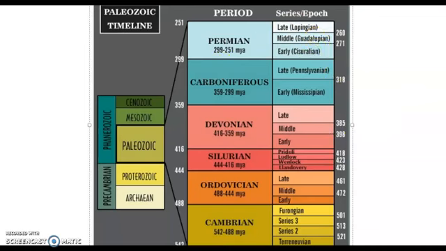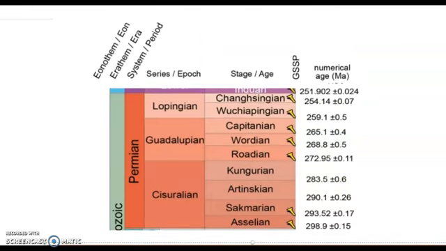Let's move on to a more detailed chart of the Permian period. Here Phanerozoic eon is not written, but the eon is Phanerozoic, the era is Paleozoic, then the Permian period, then three series. The lower series is Cisuralian, then Guadalupian, and Lopingian. These three series are respectively divided into different stages. You need not remember all the stages; just remember that the Permian is divided into three series.